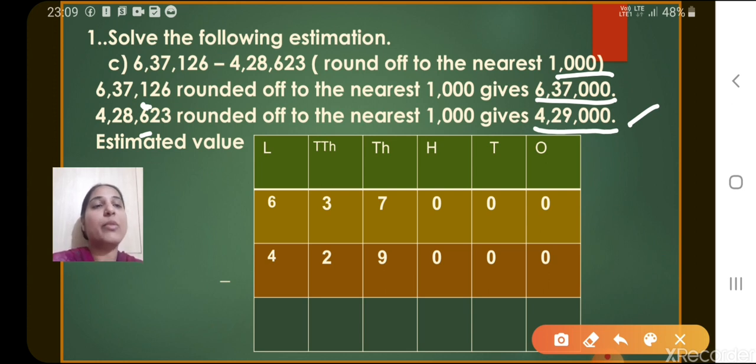Now we have to get the estimated value. So what we'll do? We will subtract the numbers that we get after rounding off them to the nearest 1000. So let's start from ones place. So there you can see 0 minus 0, 0. Now look at the tens column. Again 0 minus 0, we'll get 0. Now look at the hundreds column. So 0 minus 0, again 0. Now look at the thousands column. There you can see 7 minus 9.